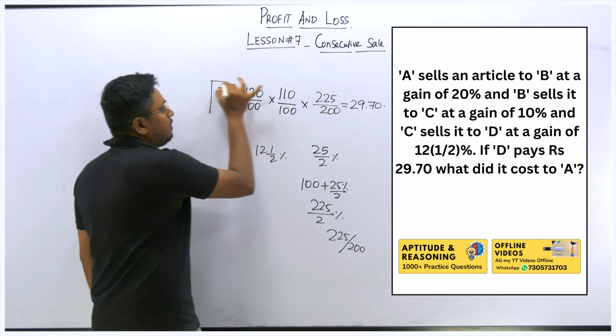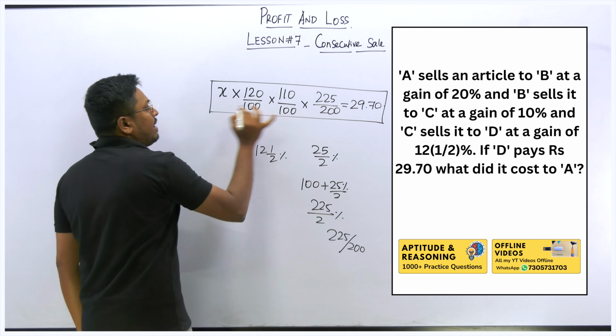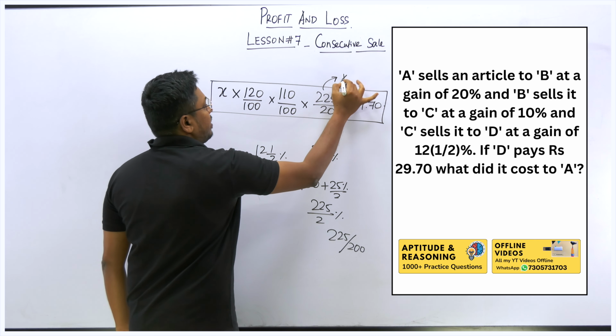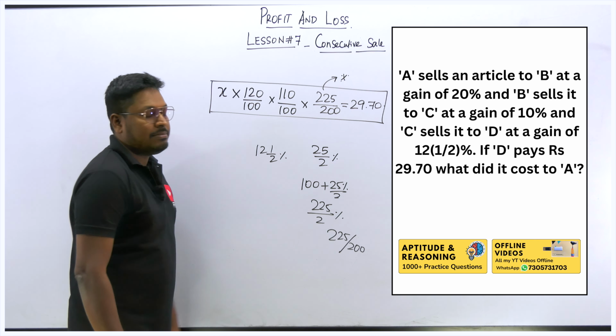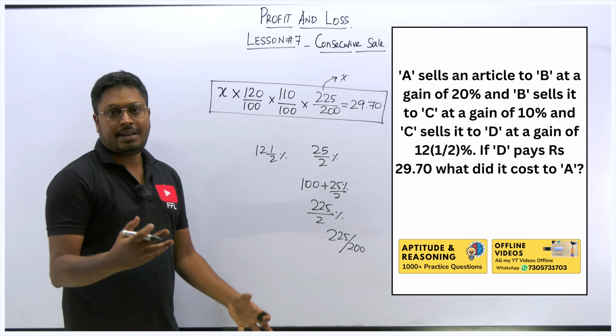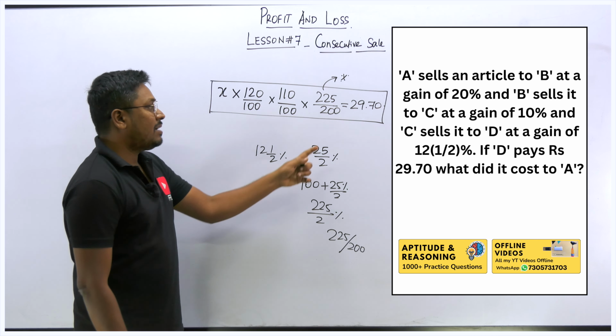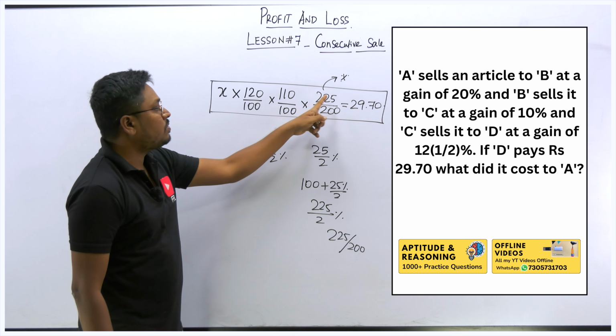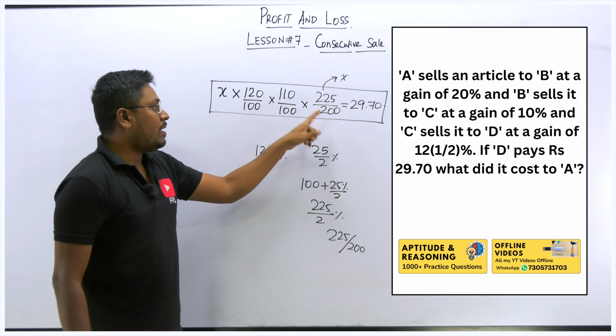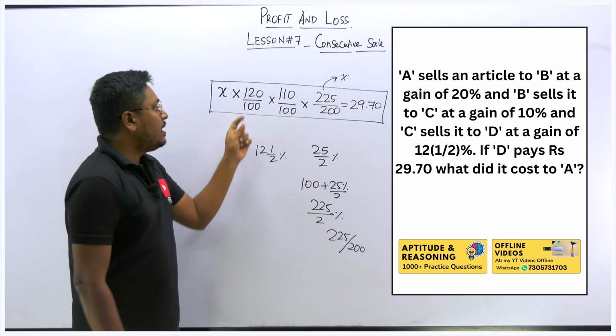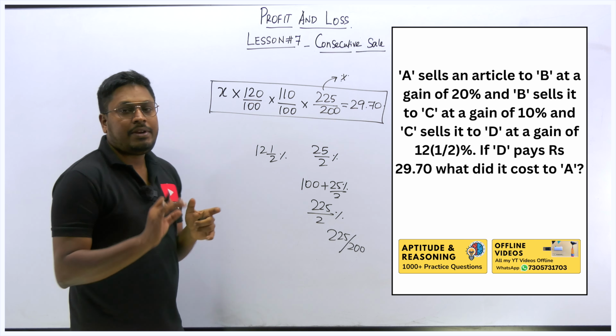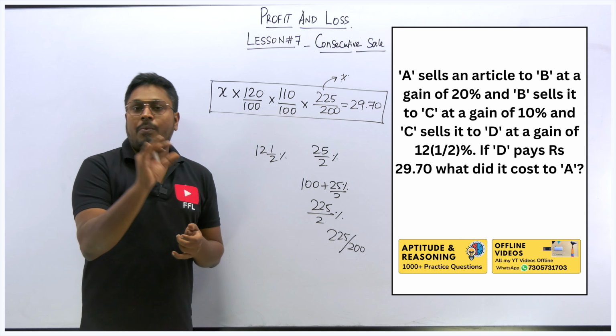This is the most important step. Some students will make a mistake on this part alone. Why? Because some values are in fraction form, like 12 1 by 2 percentage. I see students making mistakes only in this area. They usually write only 225, forget to write 2, or else they write 100. Actually, if it is a 20 percentage gain, what we do is 100 plus 20, 120 percentage.